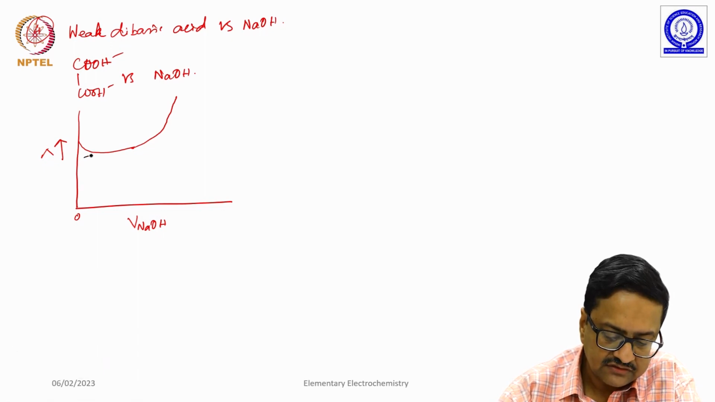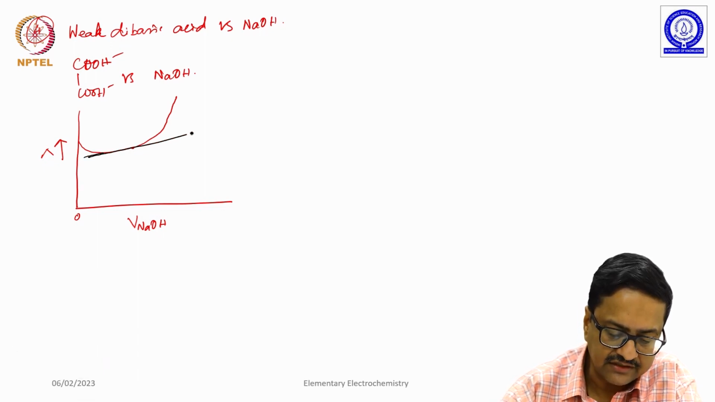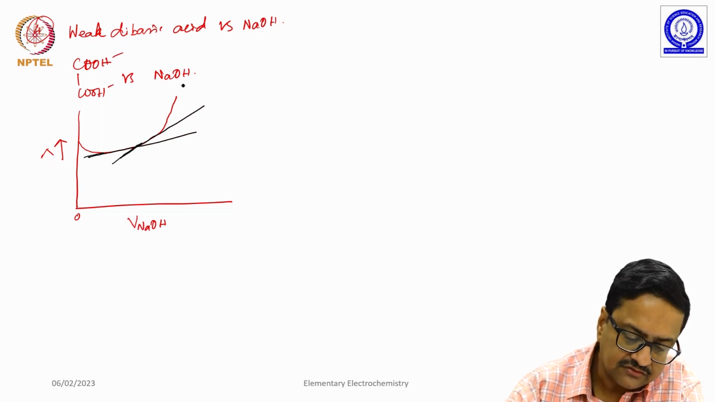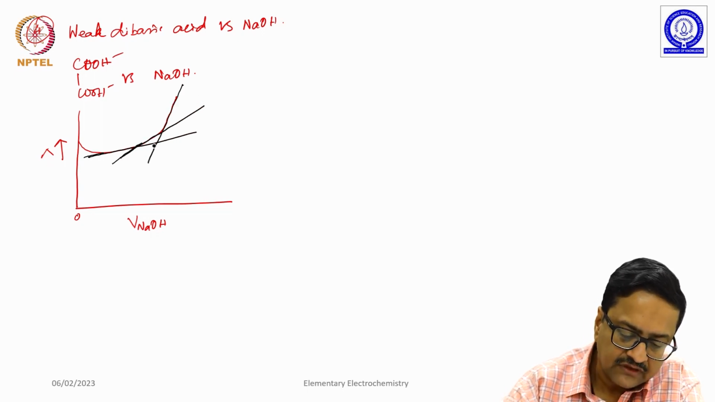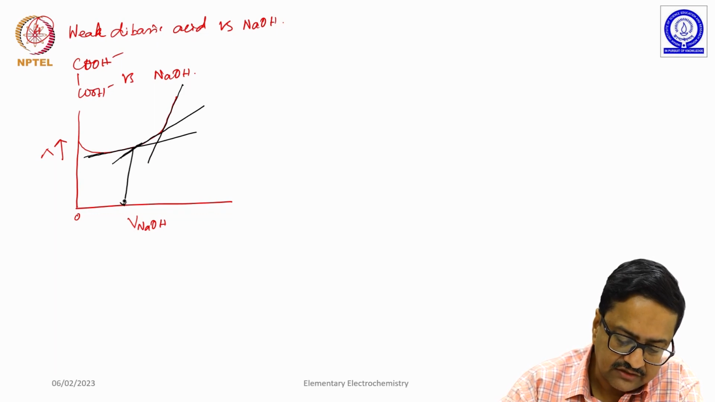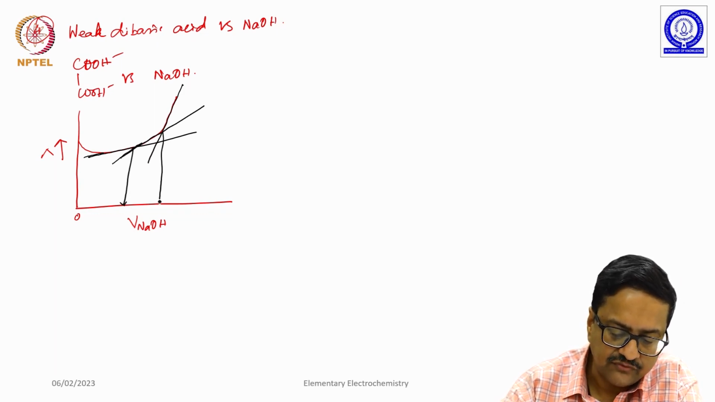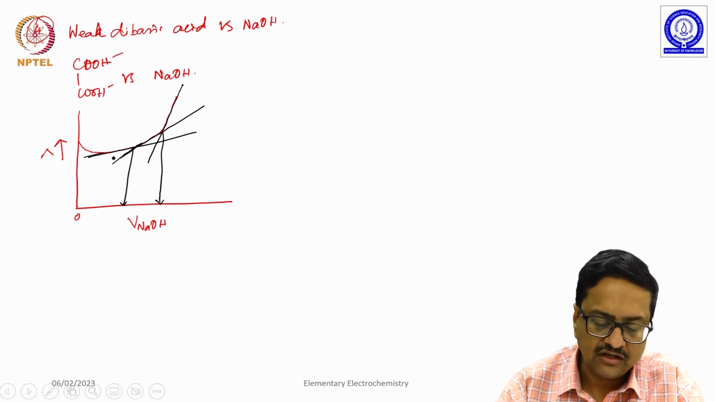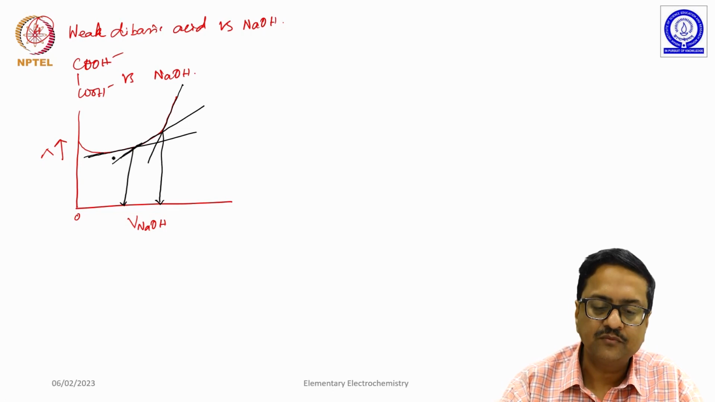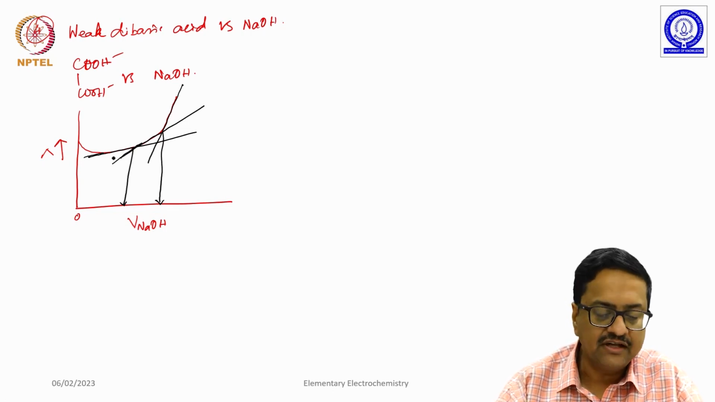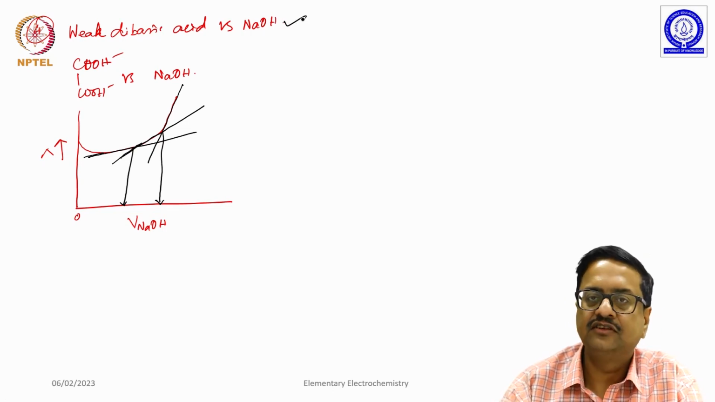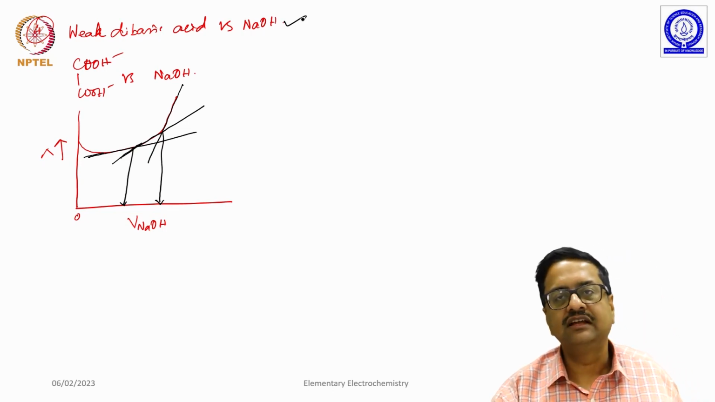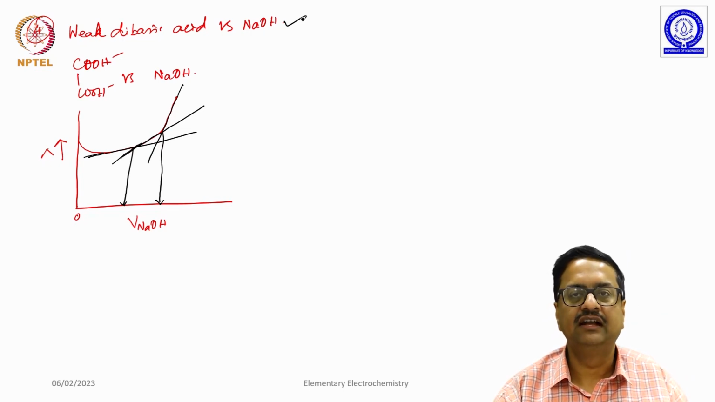What one has to do is draw a tangent here, a tangent there, and a third tangent here. So this one will indicate the first equivalence point, and this one will indicate the second equivalence point. But these changes will not be very prominent or very sharp. So it is not advisable to do this kind of titration using the conductometric method. Rather, one should try to do this using a potentiometric method that we have already discussed.